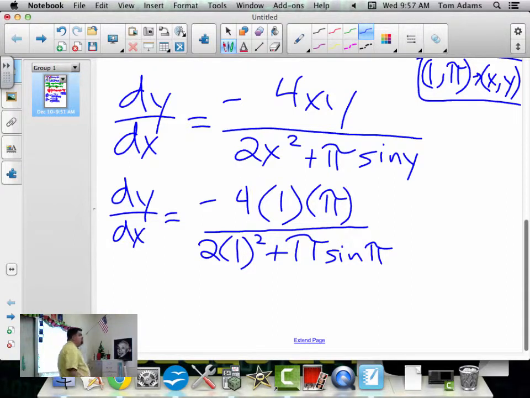Now, because you were excellent trig students and you had an amazing precalculus teacher, who can tell me what sine of pi is off the top of your head? Is it 1? It's 0. How do you know? Without looking at your calculator, how would you find the answer? How does Mr. Adams always find the answer? Graph.